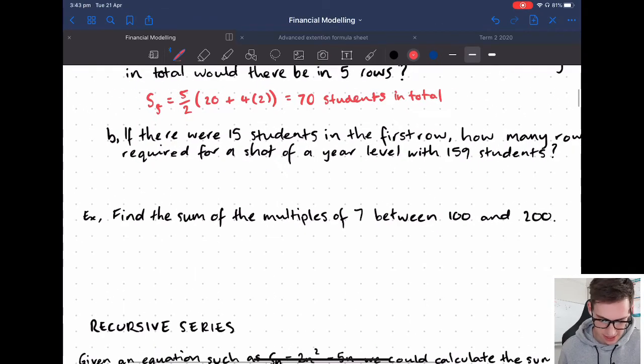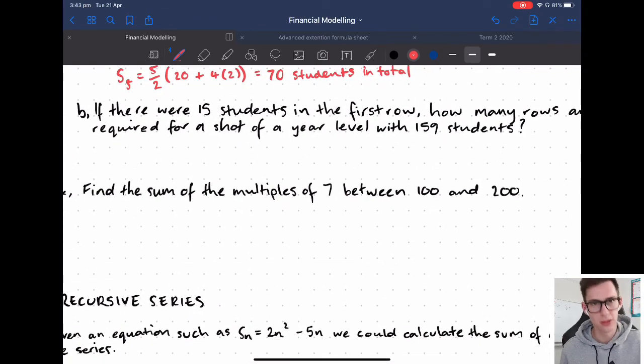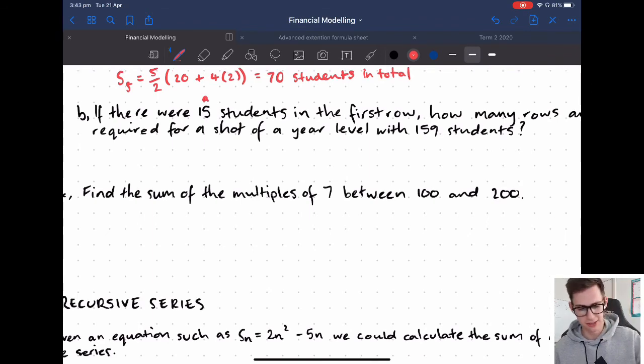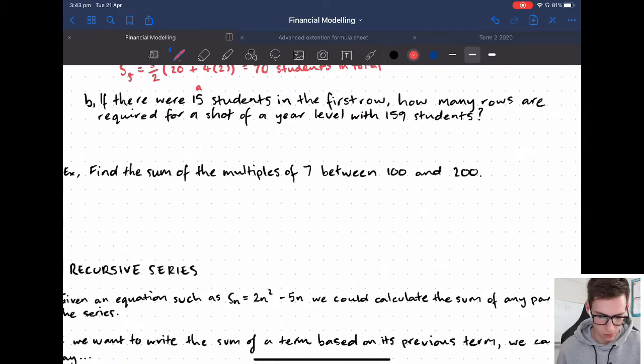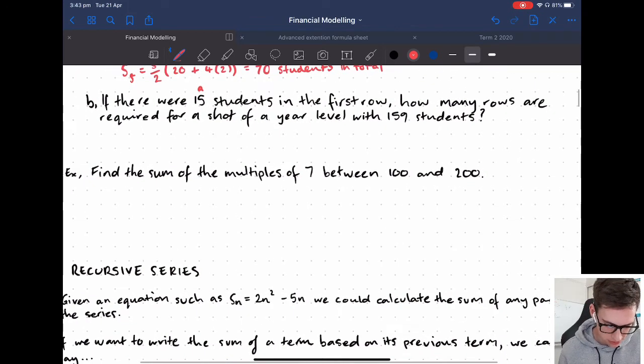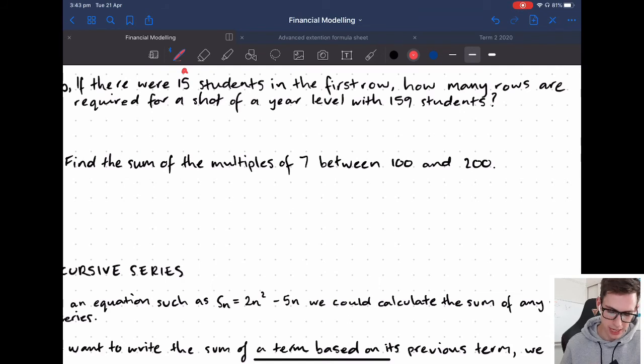Okay, so now if there were 15 students in the first row, what has that changed? It must have changed our A value, which is now 15 instead of 10. How many rows are required? Now, straight away, the question's framed differently because it's asking us to find what n is going to be, how many rows we need. So we're going to have to do some funky solving in a minute. So we're finding how many rows we would need to get 159 students. So that's going to be my sum after n rows. That's going to be my answer.